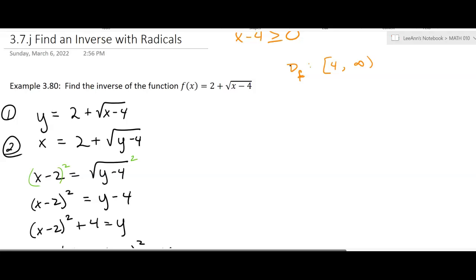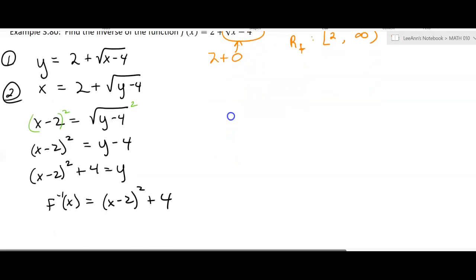Well, if the smallest thing I can get here, the smallest number I can get is 0, which is true, right? We said it has to be 4 to infinity. So if I put in 4, I get that to be 0. Then my 2 plus 0, that's going to be my smallest output. So the range of the function is going to be from 2 to infinity. And you can graph that. You can use transformations and stuff and graph it.